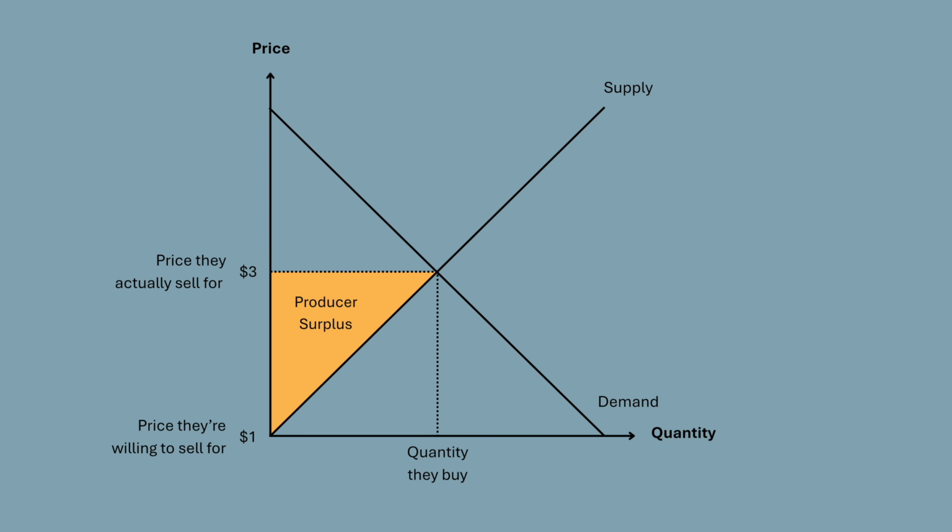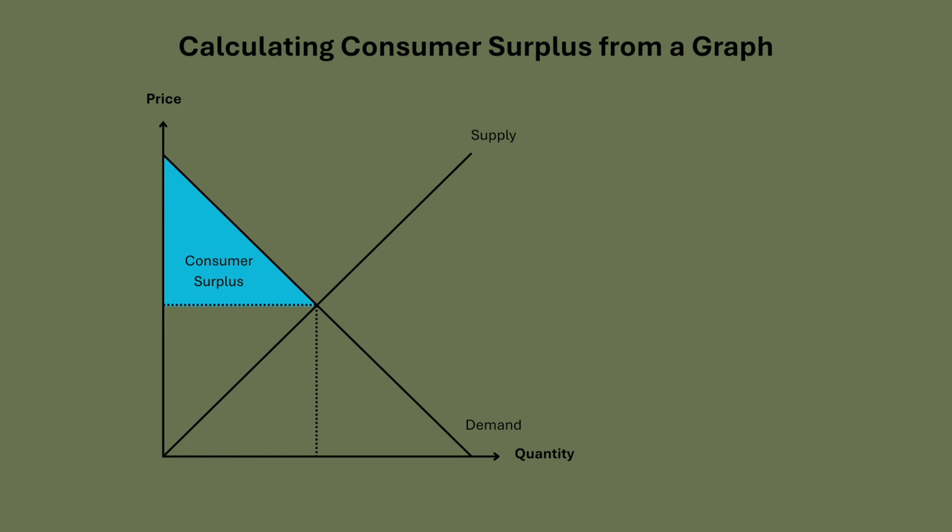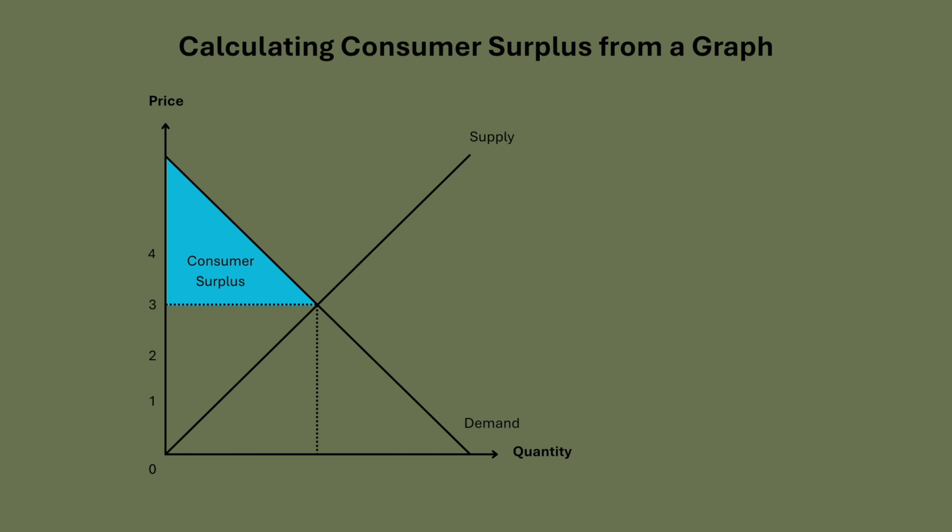In the exam, they might ask you to calculate the actual value of the consumer or producer surplus. Let's see how you do this. They will give you numbers on the graph. All you need to do is use these numbers to calculate the area of the triangle. To calculate the area of a triangle, you use a formula: half times base times height. The base of the triangle is how far out it goes on the quantity axis, and the height is how far up it goes on the price axis.